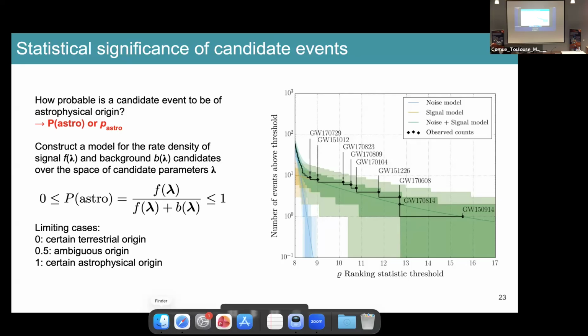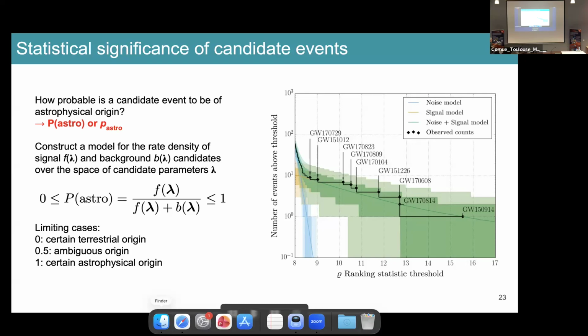And so we calculate this P-astro quantity, and this quantity is 0 if we are certain that a candidate is of terrestrial origin, 1 if we are certain that it is of astrophysical origin, and 1/2 if we are not sure. And in practice, we are never exactly at 0, never exactly at 1, but for a very strong candidate, we get essentially arbitrarily close to 1.